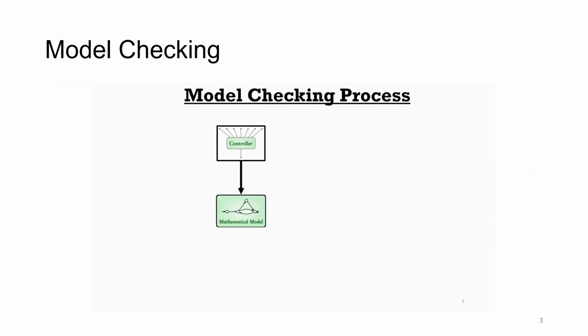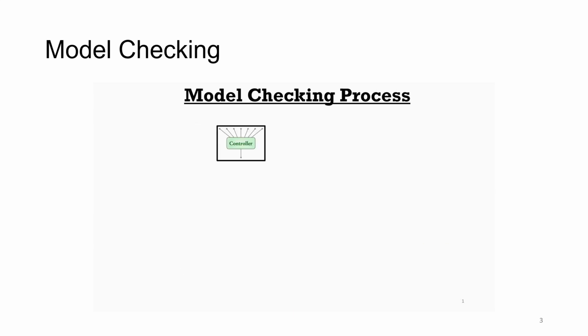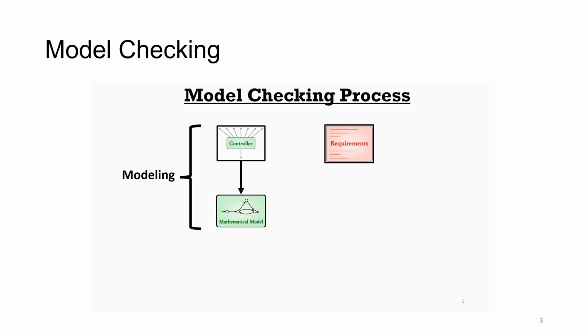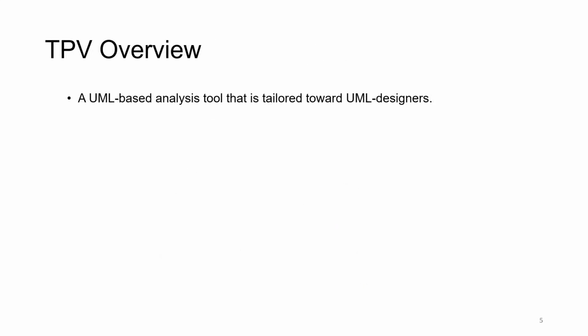UML models can be checked for correctness using model checking, a prominent approach used in the industry for verifying that a model of a system satisfies its behavioral requirements before it is used for system development. Despite recent advances, researchers have argued that current UML-based model checking tools exhibit problems in their usability, effectiveness, and efficiency. Therefore, we have created a UML-based analysis tool that is tailored towards UML designers. We call this tool the Temporal Property Validator, or TPV for short.